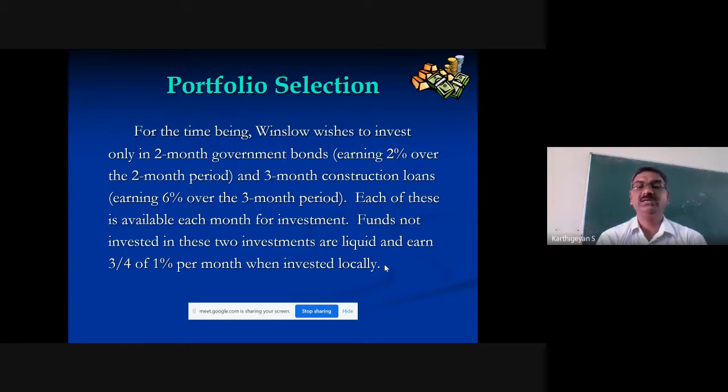Okay, so actually for the 4 months, they are going to invest only for 4 months. In all 4 months, these 2 types of investment, 2-month government bonds and 3-month construction loans, are available. So funds not invested in these 2 investments are liquid. Okay, so liquid cash earns 3/4 of 1% per month when invested locally, like through a fixed deposit, something like that.